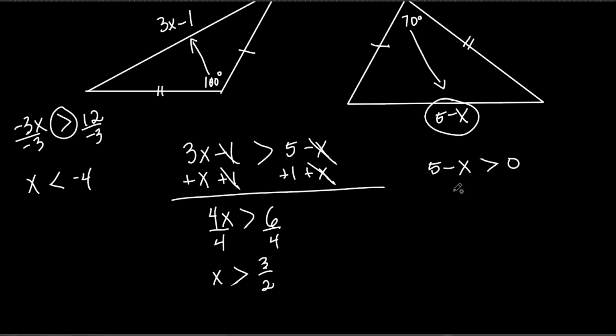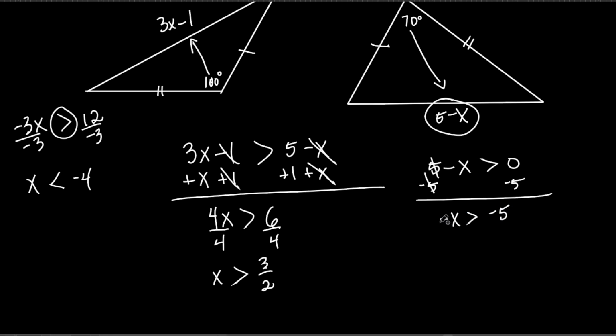So now, let's do this. Let's solve for x now. So first thing I'm going to do is subtract a 5 from both sides. Do I change the inequality if I subtract? No, not subtracting. It's only when I multiply or divide by a negative number.